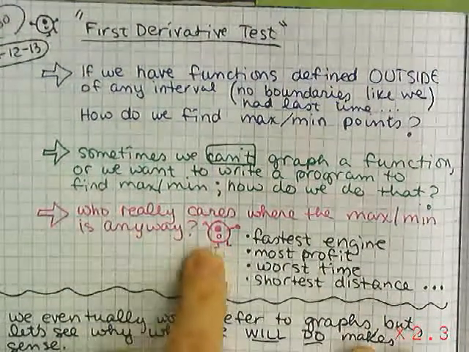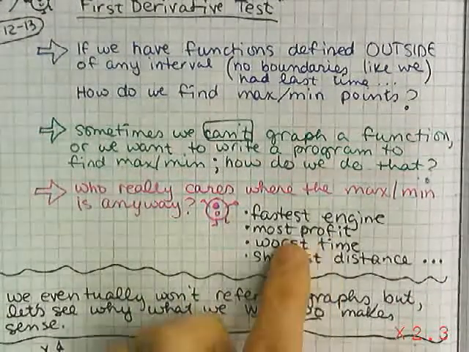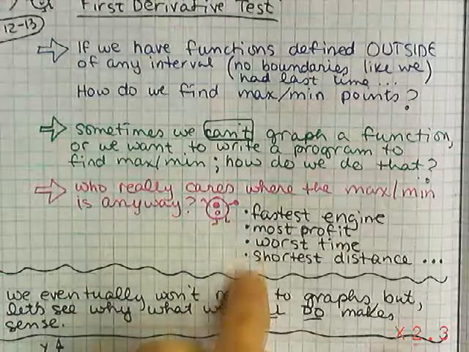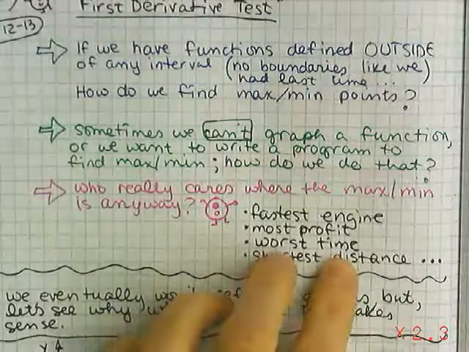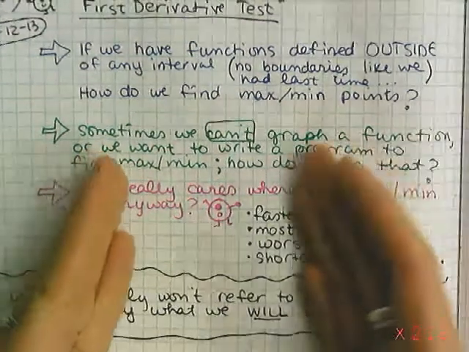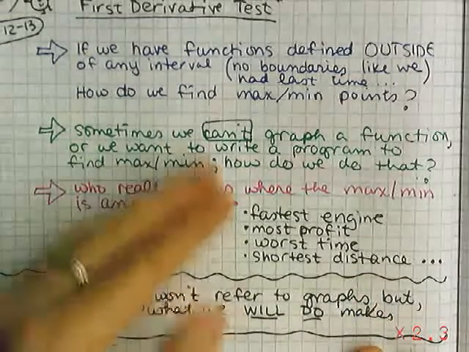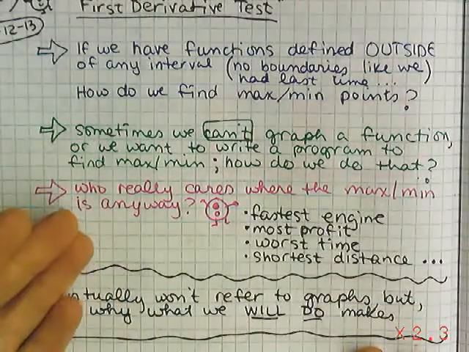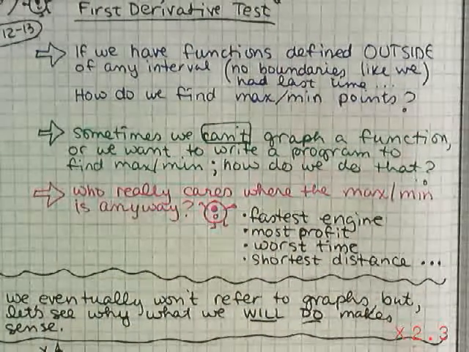And basically, who really cares anyway where the max and min is? You know, nobody cares, right? Well, people do care. People want to find the best or the least, or the biggest or the smallest of things, like the fastest engine, or the most profit, or the worst time. Not the worst time like in high school, but maybe something took the longest amount of time, or maybe sometimes something lasted the shortest amount of time. Maybe a shortest distance of something. Like I have projectiles, and I have an equation that defines them, so what kind of values would give me the shortest distance. So these are ways that people might care about a max or a min.